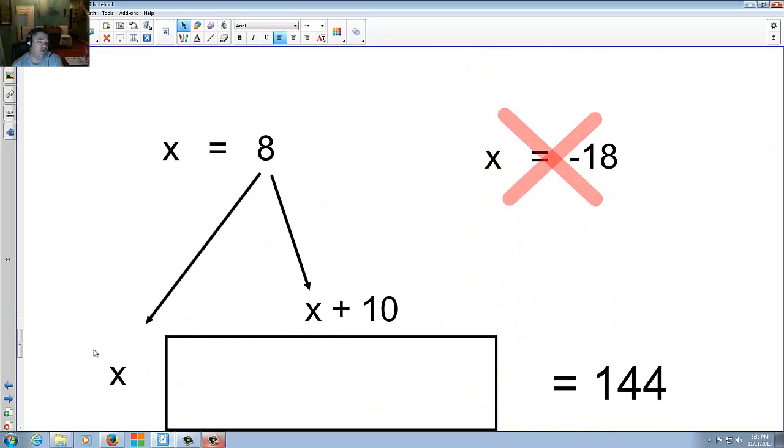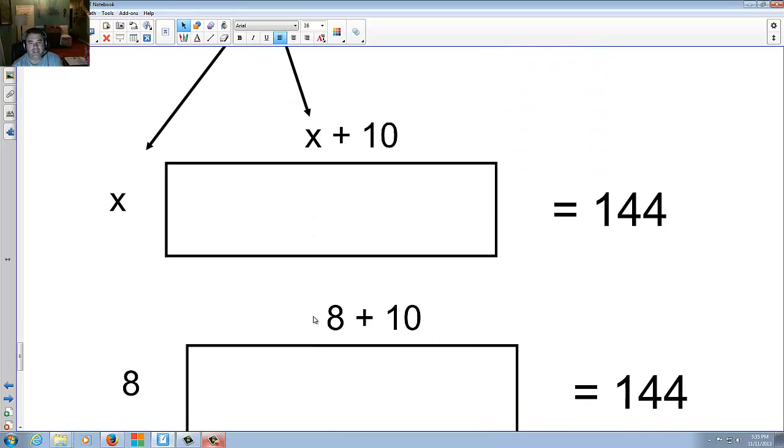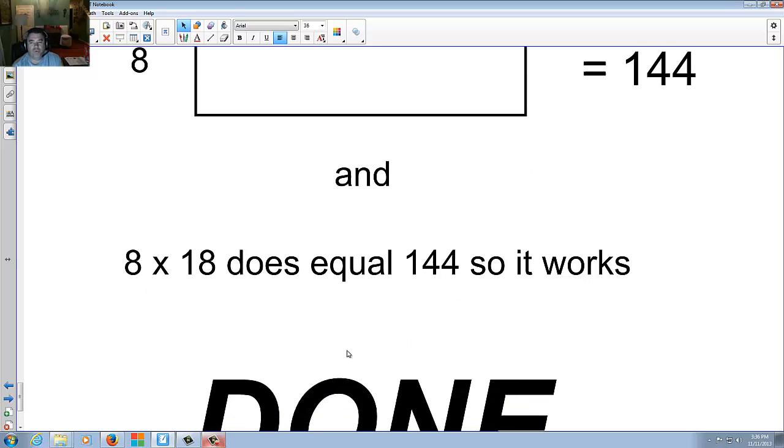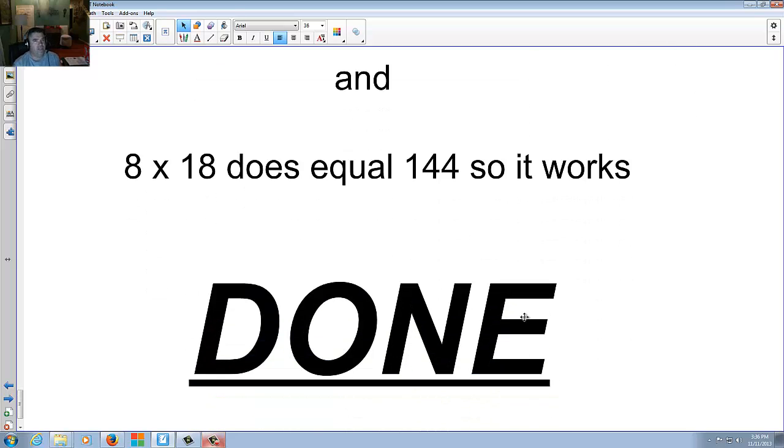When you plug it in, well, the width is 8 and the length is 18. And 8 times 18 does equal 144, so it works. You are done. You may want to go back over this a couple times.